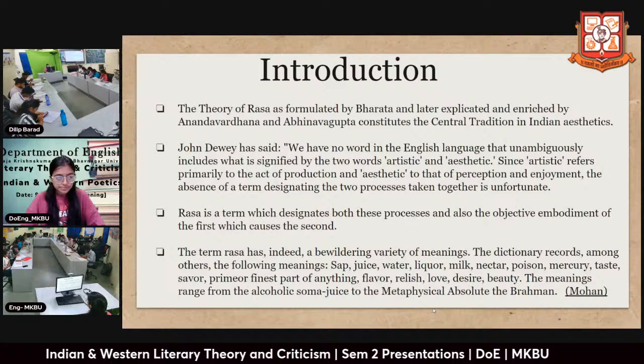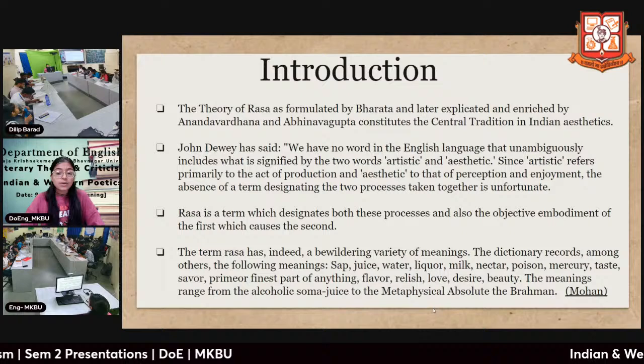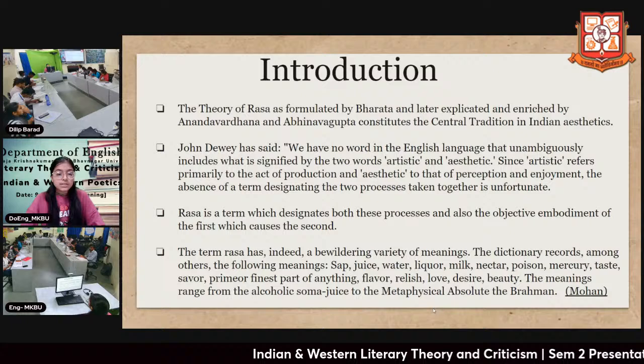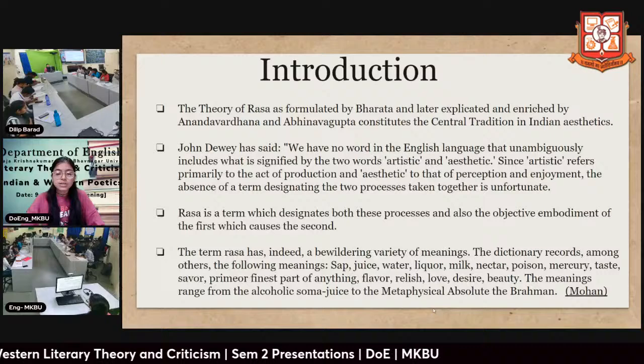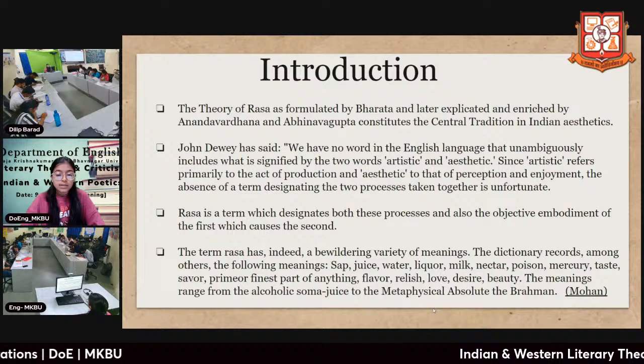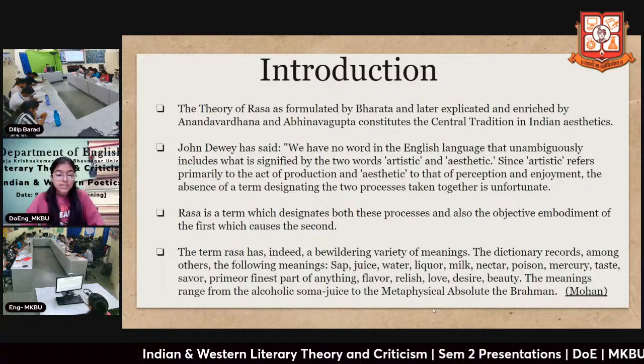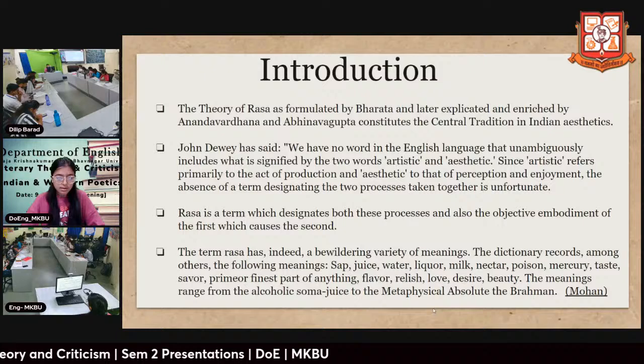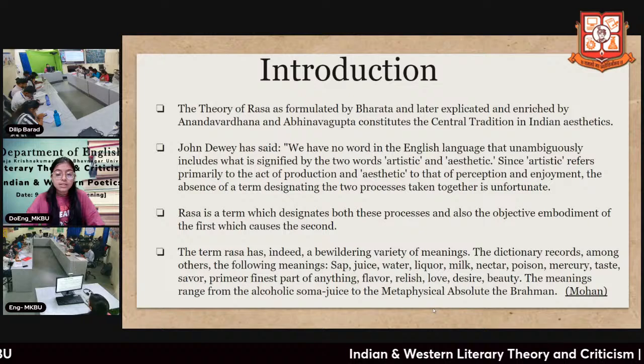Rasa is a term which designates both these processes and also the objective embodiment of the first, which causes the second. The term Rasa has in it a bewildering variety of meanings. The dictionary records, among others, the following meanings: sap, juice, water, liquid, milk, nectar, poison, mercury, taste, savor, the finest part of anything, flavor, relish, love, desire, beauty. The meanings range from the alcoholic soma juice to the metaphysical absolute, the Brahman.